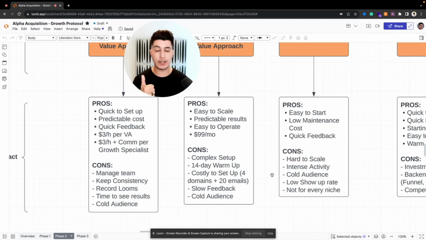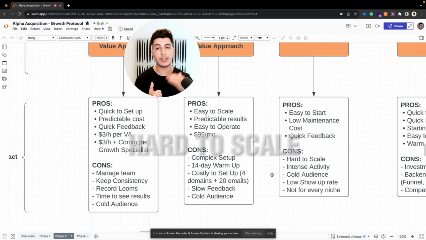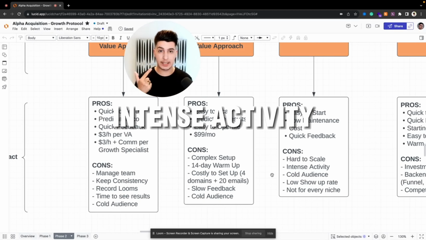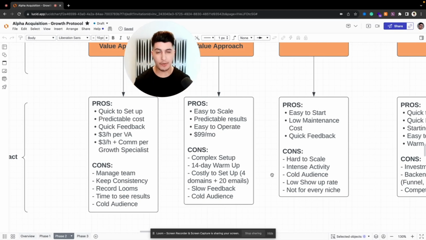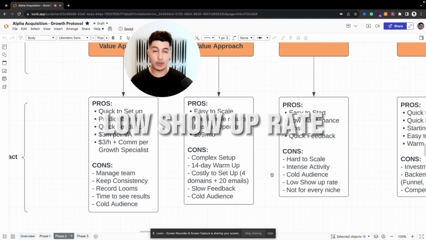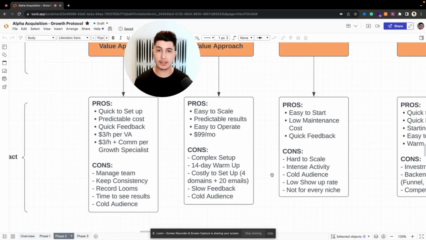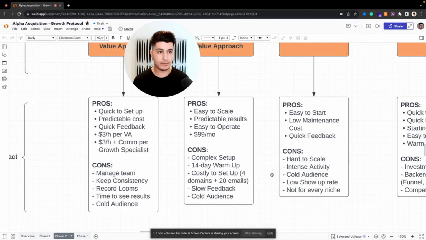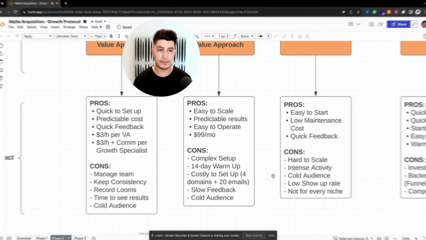Why? Because even if you are good at cold calling, it's very difficult to train other people to be good at cold calling. It's a very intense activity. If you're not a confident individual, it's tough, like hearing 150 or 170 no's every single day, right? Again, very, very cold audience. Low show-up rate. This also impacts the meetings, and it's not for every single niche. As I mentioned, for e-com, for fintechs, it wouldn't make sense.